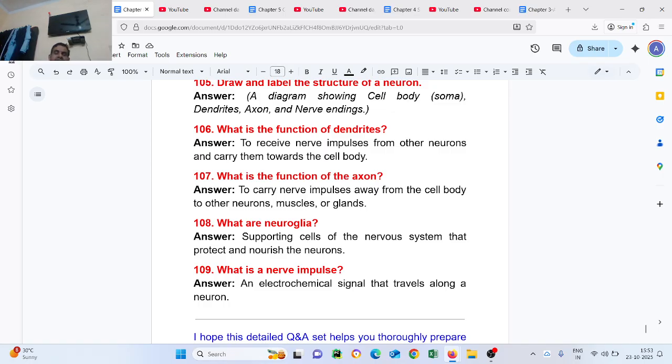Question number 107. What is the function of axon? Answer: to carry nerve impulses away from the cell body to other nerve cells and muscle cells.